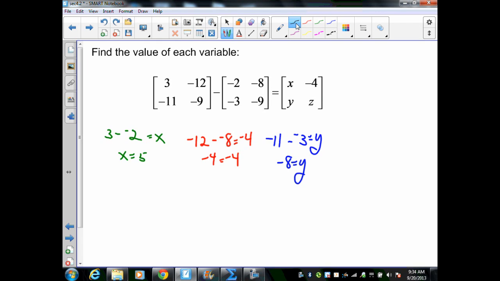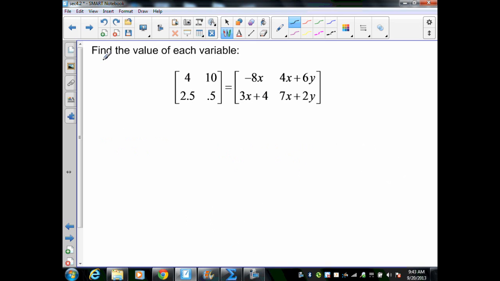And my final value is z. That's going to be a -9 minus a -9, which is going to be 0. If I want, I could display that in a matrix. X is my first element, which would be 5, -4. Y is my element in 2, 1, which is going to be a -8. And z is 0.